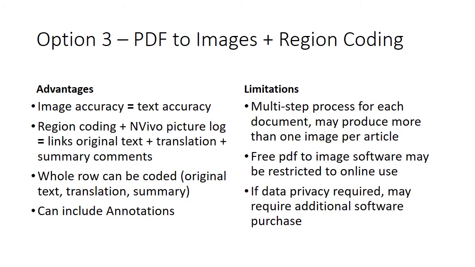Advantages of this option are that the image is likely to be an accurate representation of the text because it's a picture of the text. The picture coding part of NVivo and the region coding log allow you to keep the original text, the translation, and the summary comment all in one place. That whole row can be coded to one or multiple codes. And of course, you can include annotations.